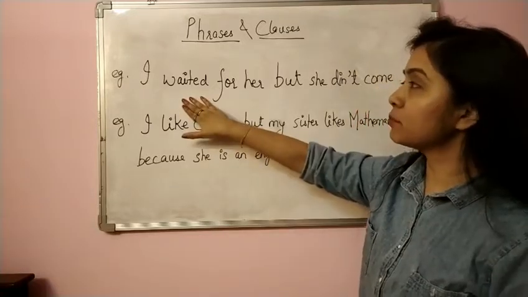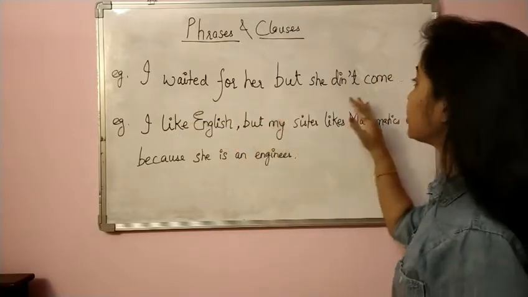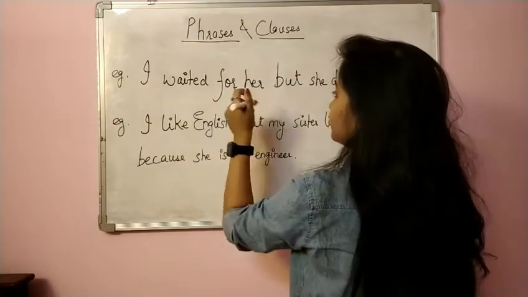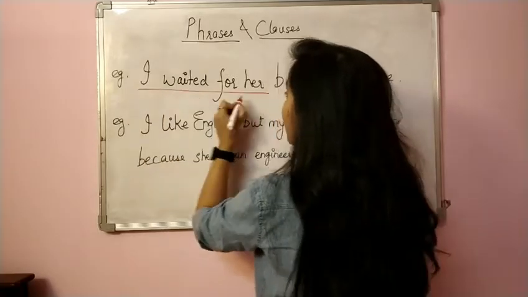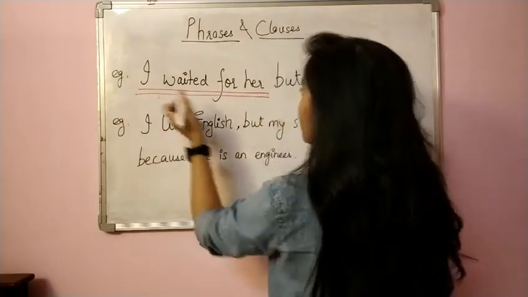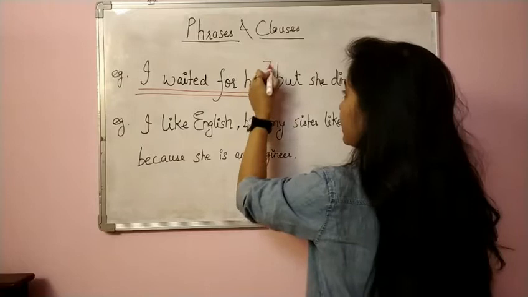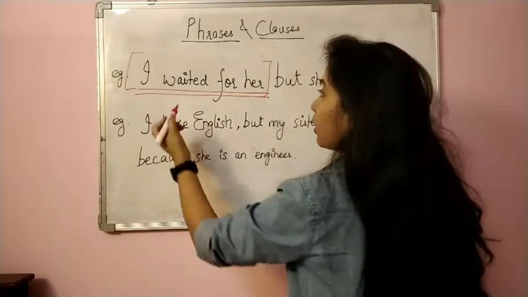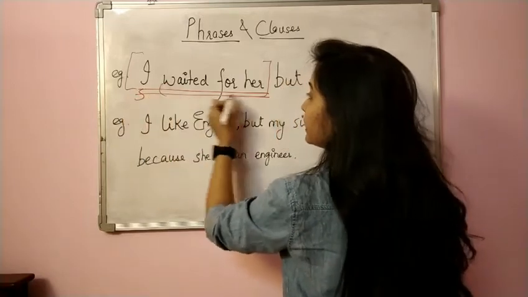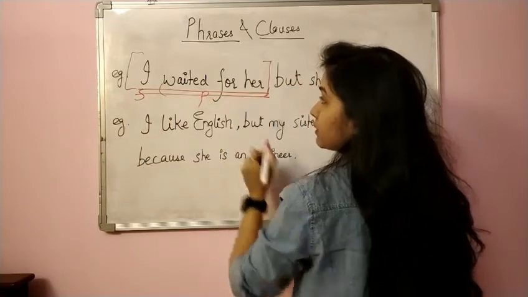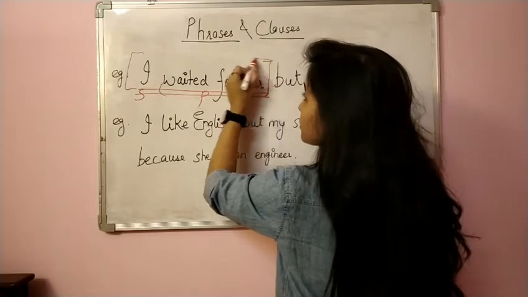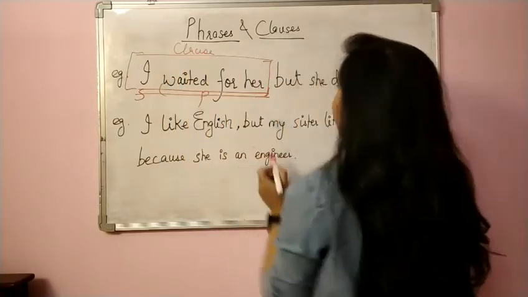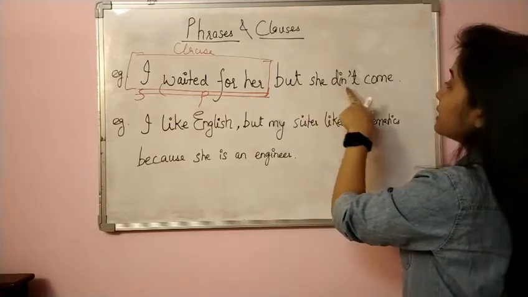The first example is, I waited for her but she didn't come. So, I waited for her. This is one part of the sentence which gives complete meaning. I waited for her. मैंने उसका wait किया. So I becomes the subject and waited for her becomes the predicate. Right? So this becomes one clause.